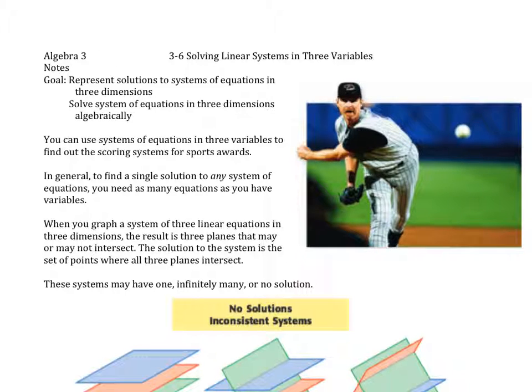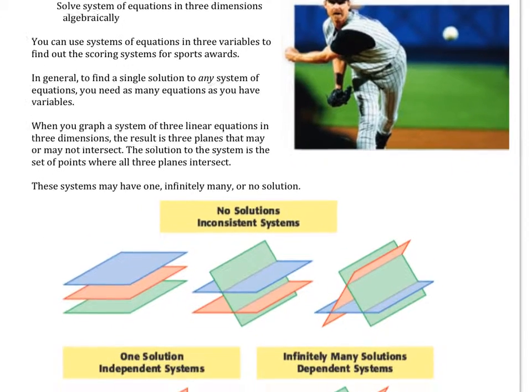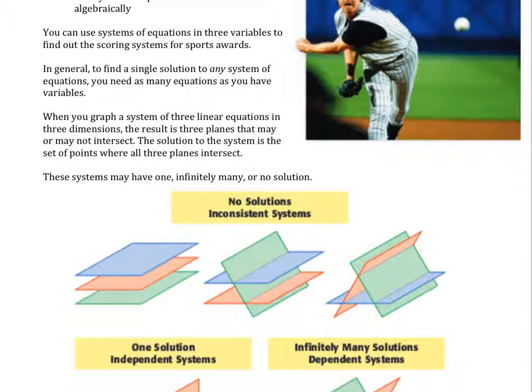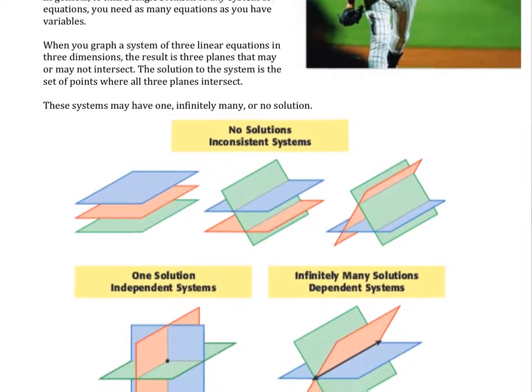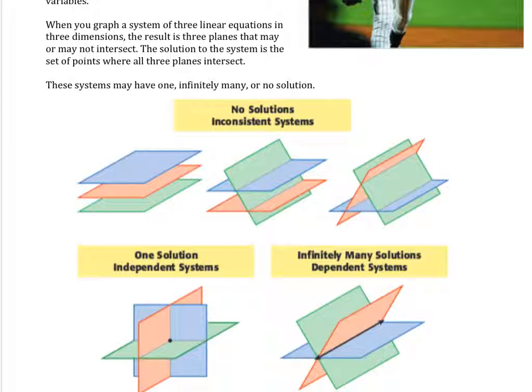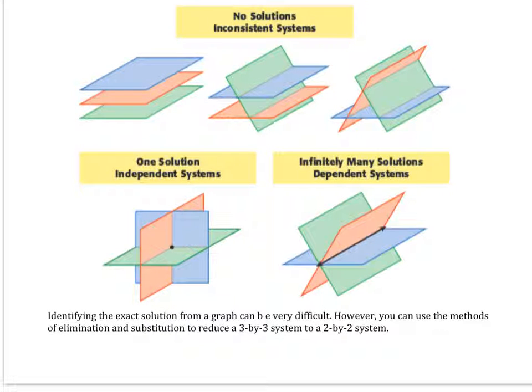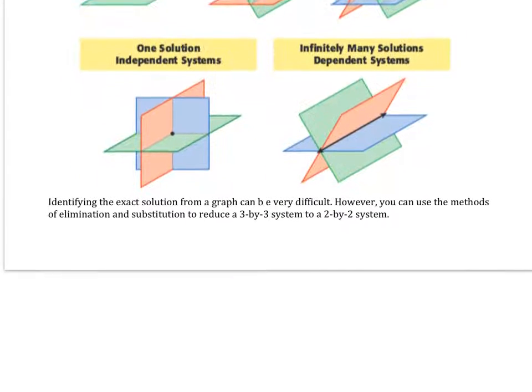So it can be used to find a single solution to any system of equations. You need to have as many equations as you have variables. So 3 variables, 3 equations. When we graph a system of 3 linear equations in 3 dimensions, the results are shown below, where you can see no solutions would be an inconsistent system. One solution is an independent system, or infinitely many solutions, which is a dependent system.